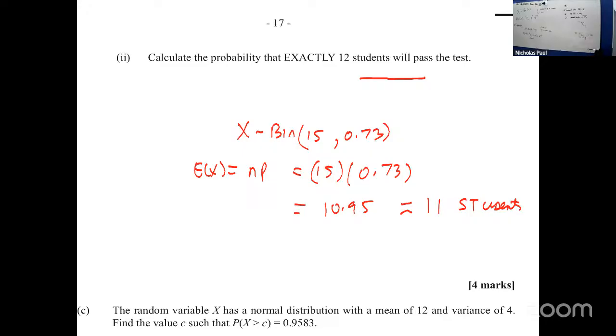You're done? Nice. So the probability of X equal to 12 is 15C12 times 0.73 to the power of 12 times 0.27 to the power of 3. That's okay? How much is that?